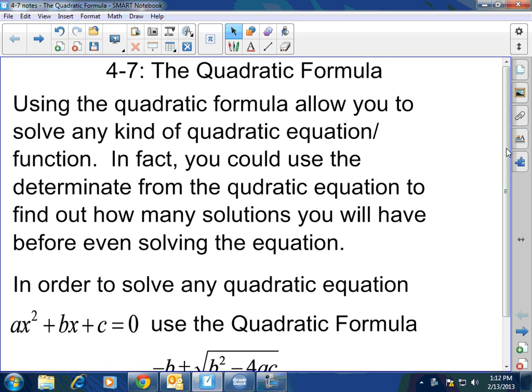Good afternoon, guys. I know that we've been going backwards here, but today we're wrapping up with the solving quadratics skills. We know how to solve quadratics by graphing, by factoring, and by completing the square. And today we're going to learn how to use the quadratic formula. Using the quadratic formula allows you to solve any kind of quadratic equation or function.